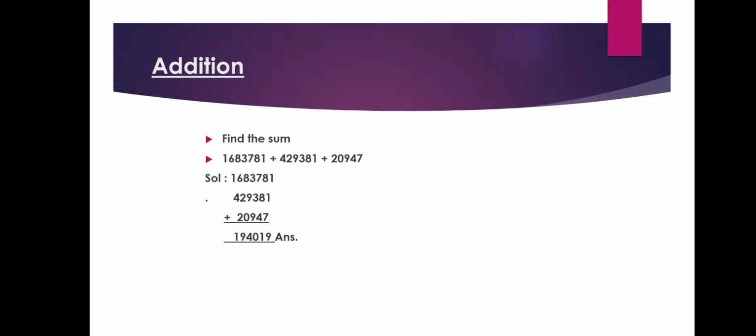Now let us learn how to add large numbers. First question is, see, these 3 numbers are given to us. So first step is we have to arrange these numbers one by one. So first we will write the first number. Now the second number we will start writing from the right hand side, or from the ones place. Okay, then we will write the third number starting from the ones place. Then we will add the numbers and get the answer.